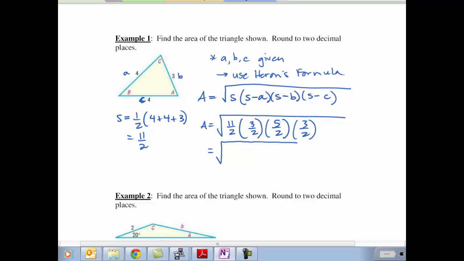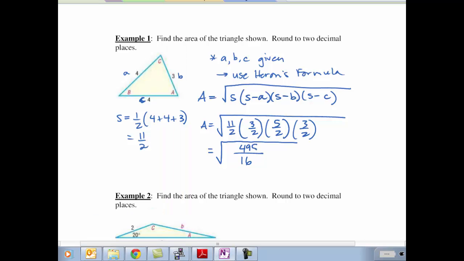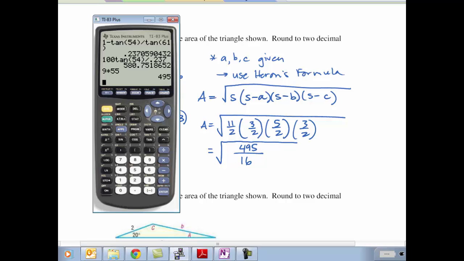So it looks like we've got 55 times 9 in the numerator and then 16 in the denominator. 495 over 16. So we want the square root of that. 495 over 16, that's 5.56 if we're rounding to 2 decimal places.